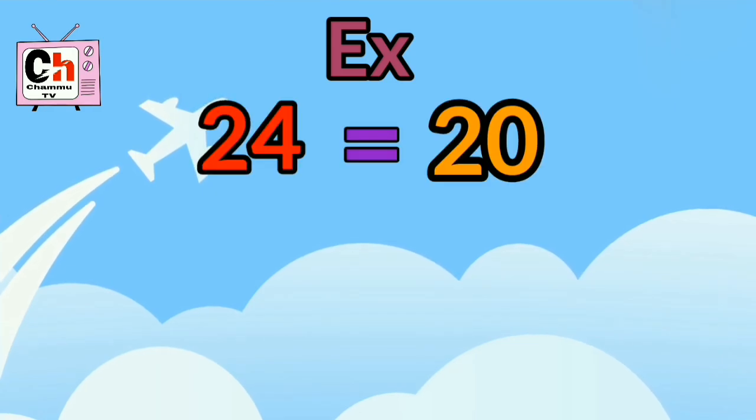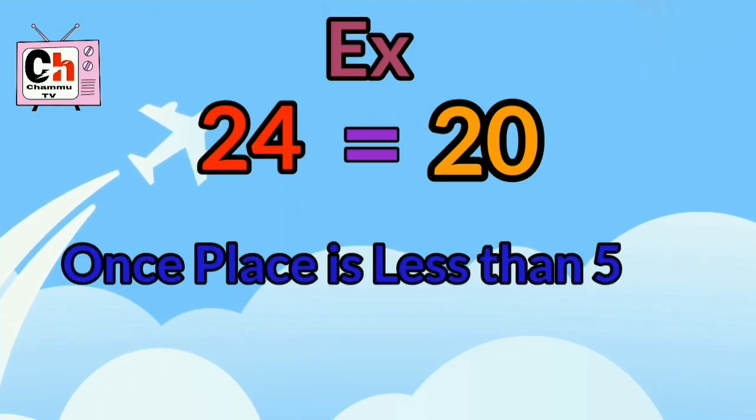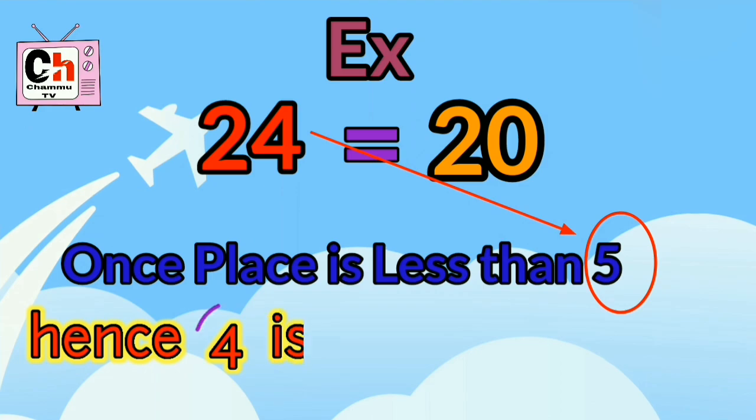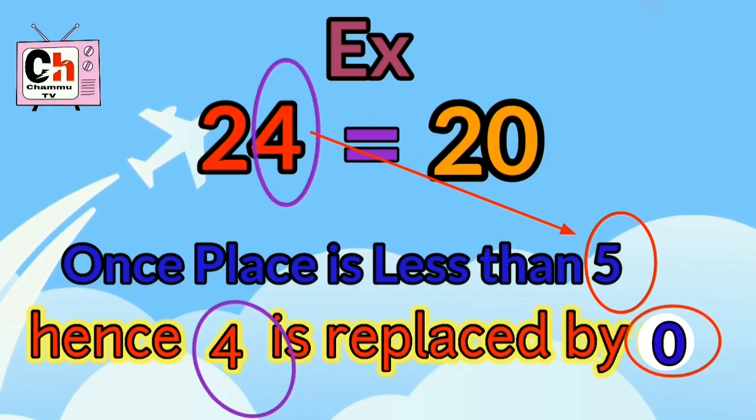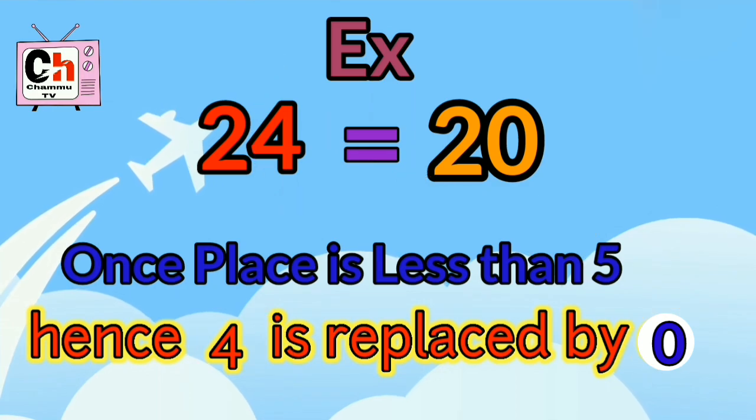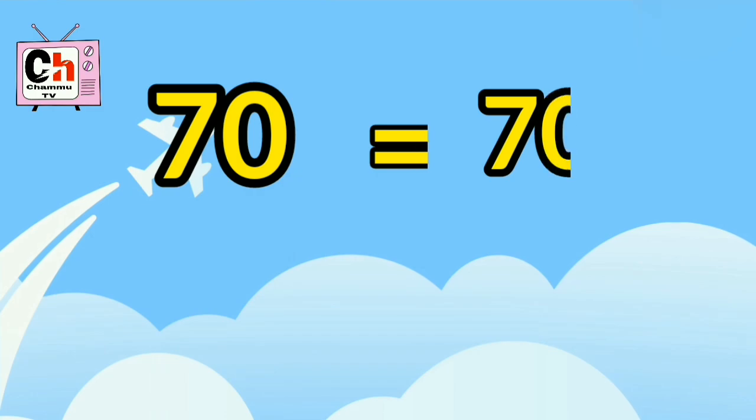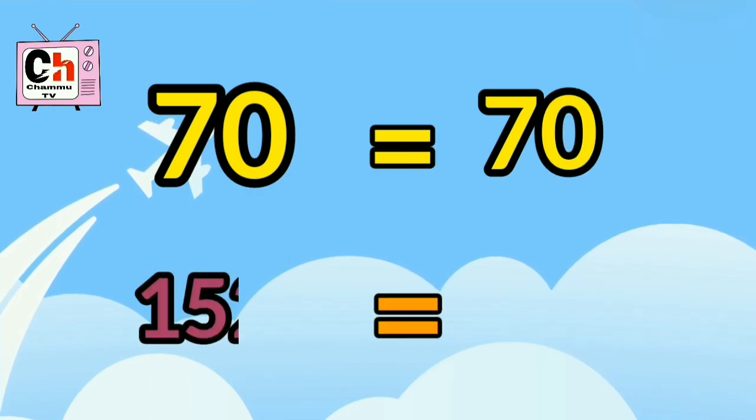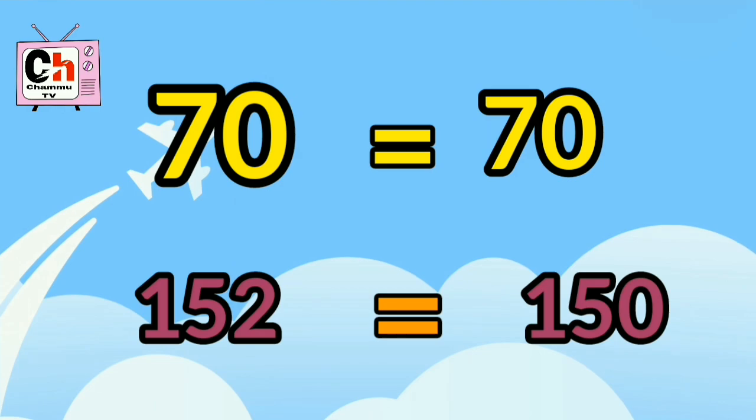For example, 24 equals 20. Ones place is less than 5. Hence, 4 is replaced by 0. 70 equals 70. 152 equals 150.